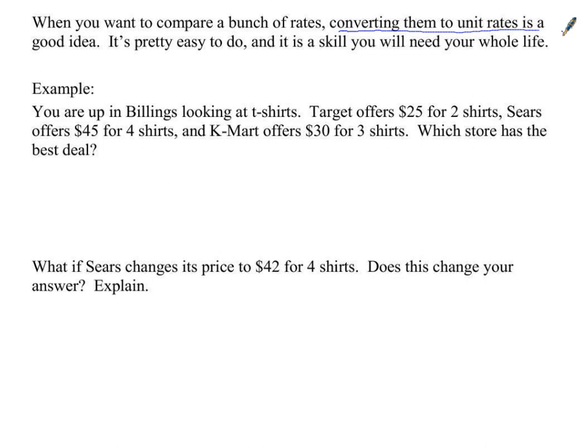So you're up in Billings looking at t-shirts, let's say. You go to Target and they offer $25 for 2 shirts. These are all the same t-shirts, by the way. Maybe white t-shirts, because you dress up. Sears offers the same t-shirts, $45 for 4 shirts, and Kmart offers $30 for 3 shirts. Which store has the best deal?